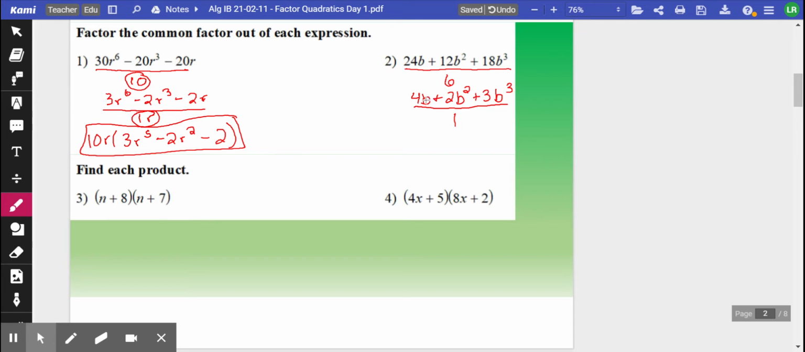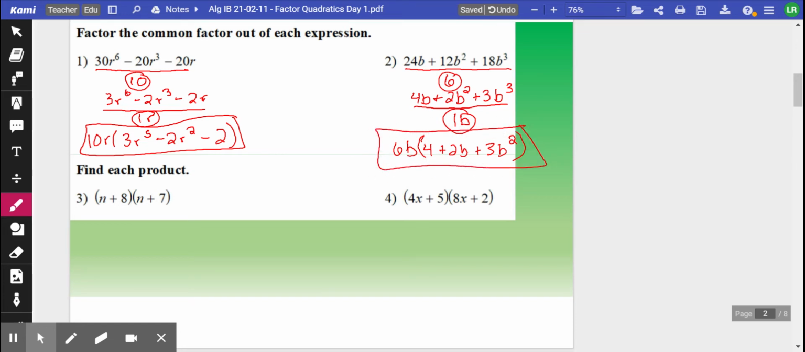On to the variables. The smallest one is this b to the first, so I'm going to divide that out. 4b divided by 1b, take the b away, it becomes just 4. B squared, take away b, because I'm dividing, becomes plus 2b. And 3b to the third divided by 1b, take away the b, becomes positive 3b squared. That's what goes inside of my parentheses, and then I multiply those, and that's what goes on the outside of the parentheses.